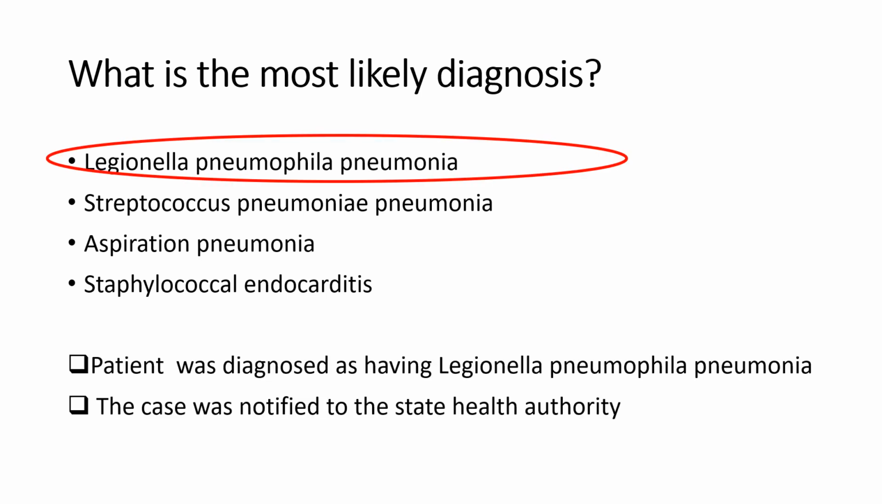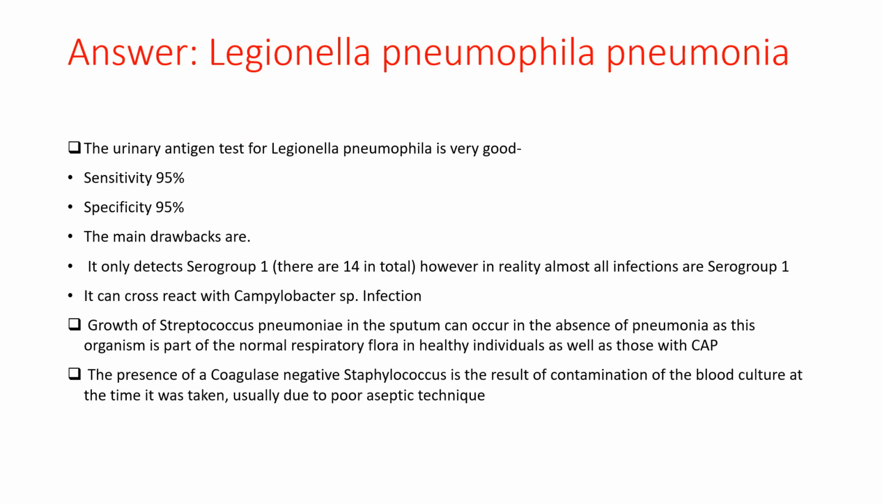Why so? The patient was diagnosed with Legionella pneumophila pneumonia, and the urine antigen test is a very good test with high sensitivity and specificity. The drawback is that it detects only serogroup 1, but that's the most common. Growth of Streptococcus pneumoniae in sputum can occur as part of normal respiratory flora. A coagulase negative Staphylococcus from the blood culture is a contaminant. Hence, the diagnosis of Legionella pneumophila pneumonia.